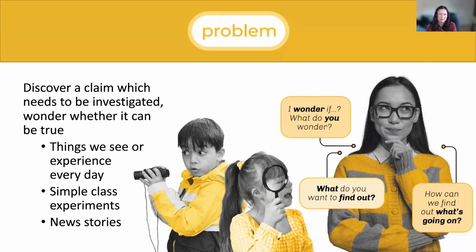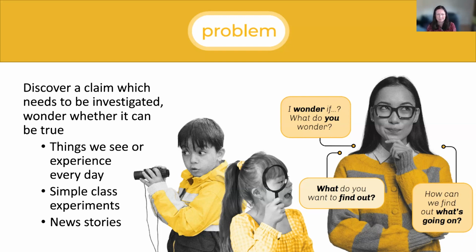So the problem stage is where you're identifying with your learners what it is that the project is going to be about. And sometimes this is because the learners have got burning curiosity and really want to know something. Maybe they've done an experiment in science, or maybe they've just been wondering about something and they have questions. The kind of questions that you might be trying to model is: I wonder, or what do you wonder, or what do you want to find out? How can we find out what's going on?